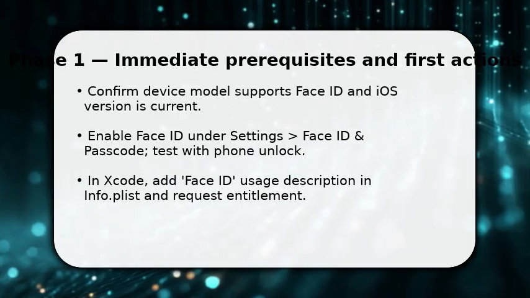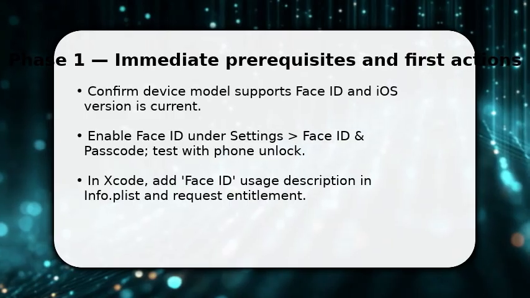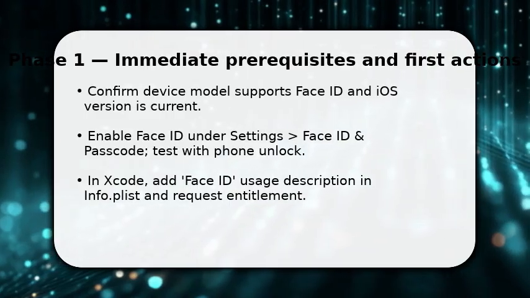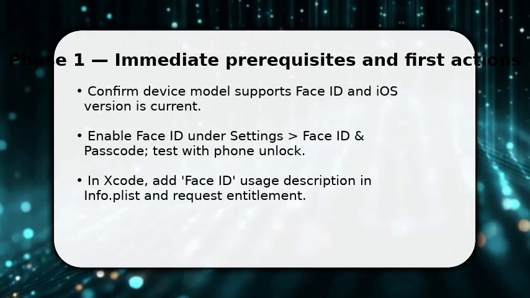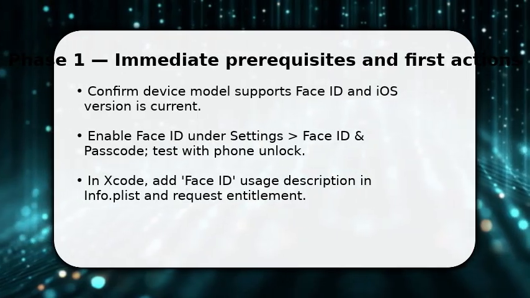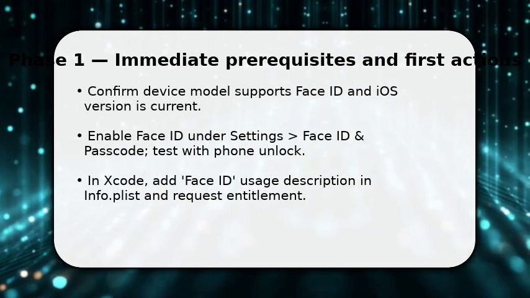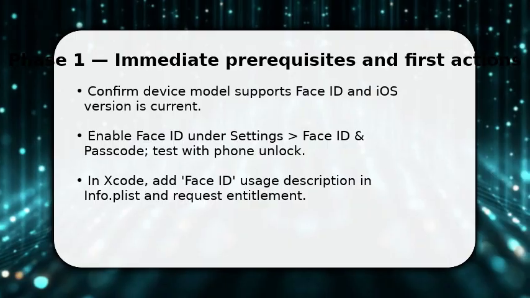In Xcode, add a clear NSFaceIDUsageDescription in Info.plist and include the necessary entitlement. This tells the App Store and users why you need biometrics. You do these steps now so the app can request Face ID permissions later without being rejected. Make sure to run a quick device unlock test before moving on.